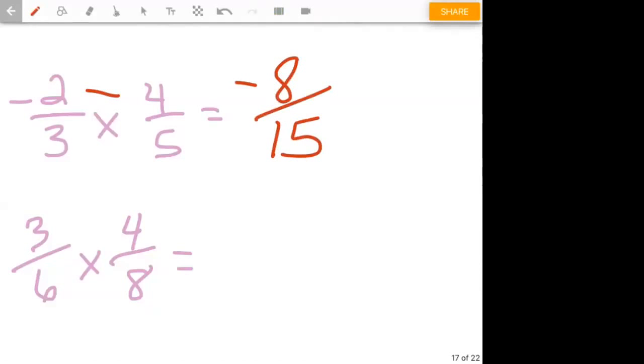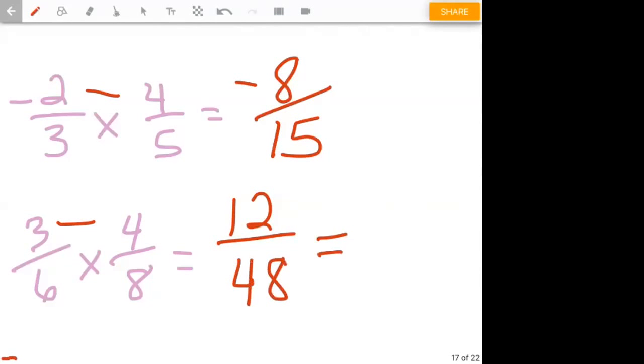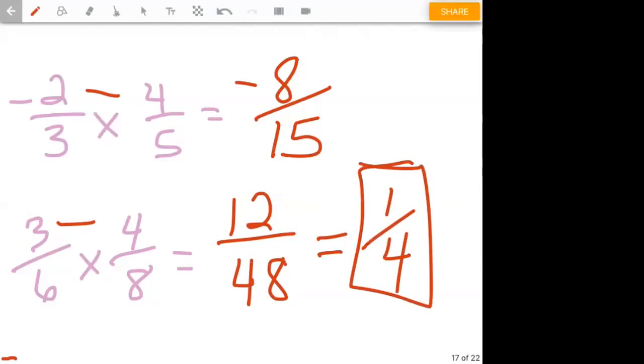3/6 times 4/8. So 3 times 4 is 12. 6 times 8 is 48. And then we can reduce this because 12 would go into both of those. So 12 goes into 12 once and 12 goes into 48 4 times. So reduced, that would be 1/4.